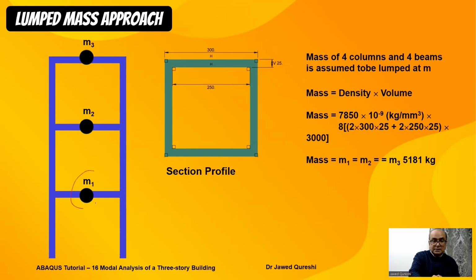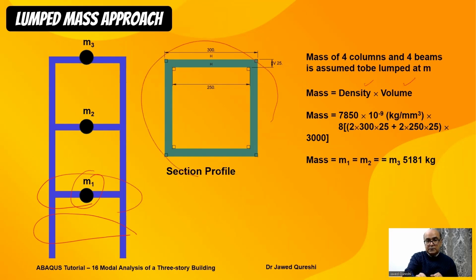This lumped mass assumed that entire mass of 4 beams here and 4 columns here is lumped at one position. Now, how do we work out mass of 4 beams and 4 columns? Mass is equal to density into volume. First, we work out the area of the section, and then we have 8 beams and columns all together. We multiply it with the length, which is 3 meters, and then we multiply it with the density of the steel. We get mass as 5181 kgs.